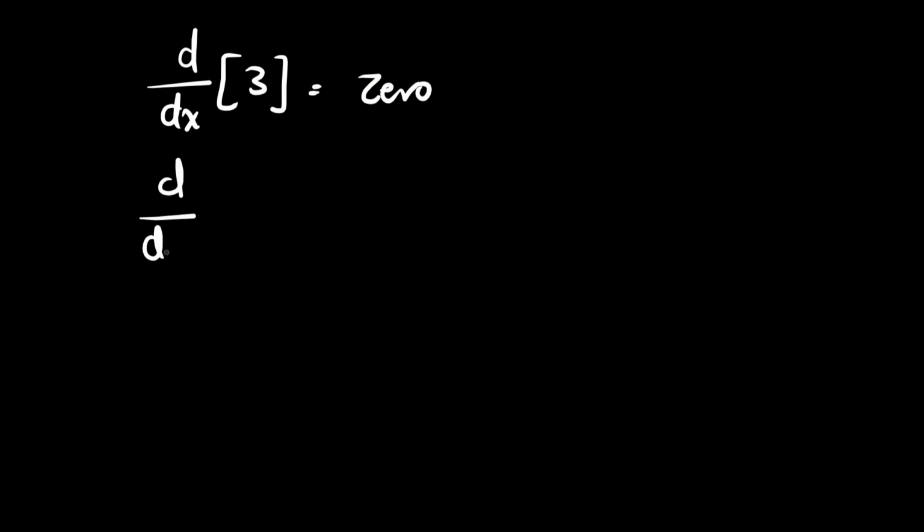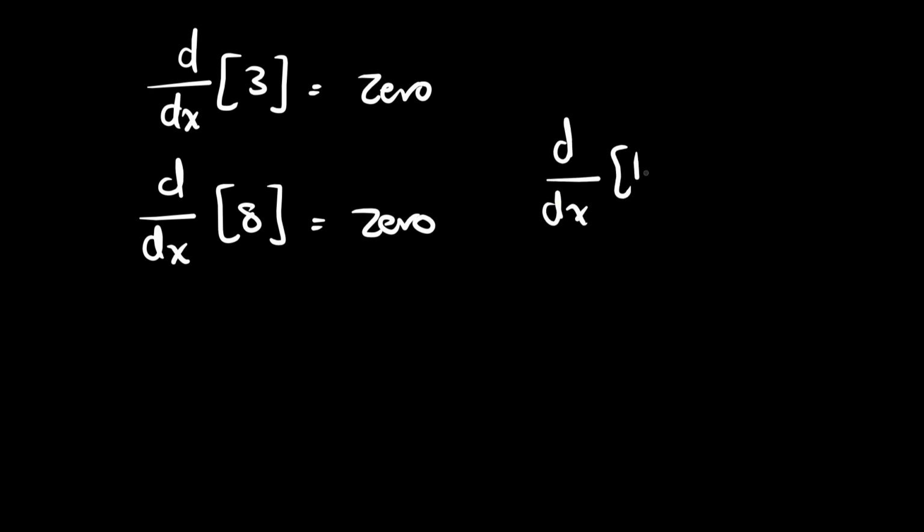Now you gotta know that the derivative for any constant or any just number, let's say 3, is always equal to 0. Derivative for 8 is 0. And the derivative of 1 million is also 0.